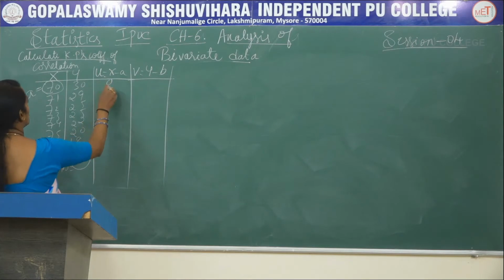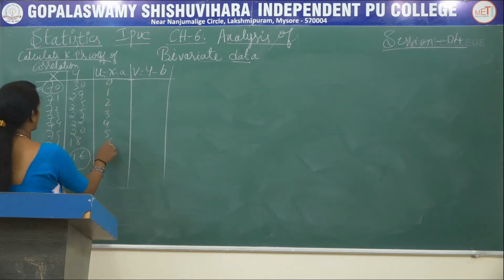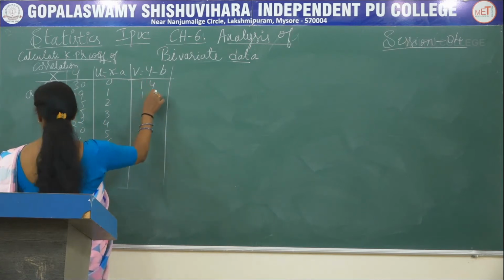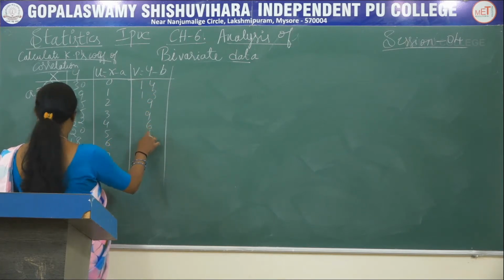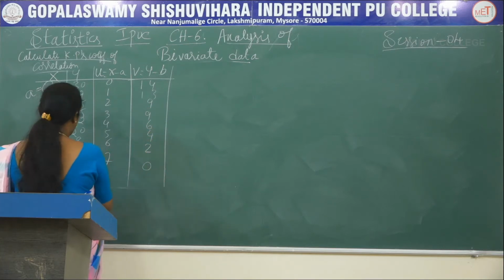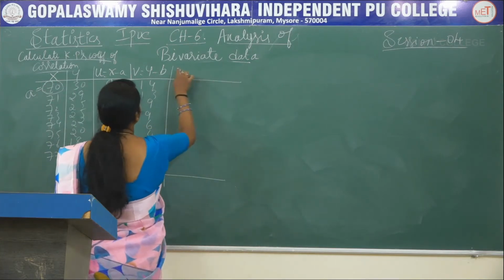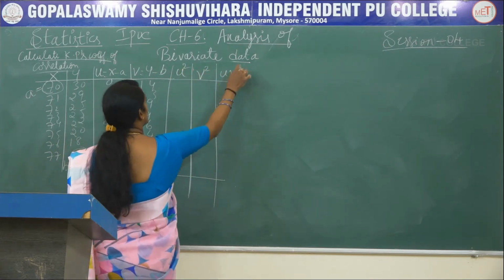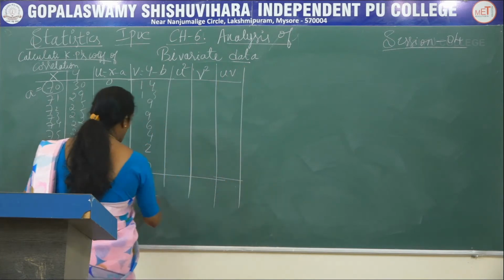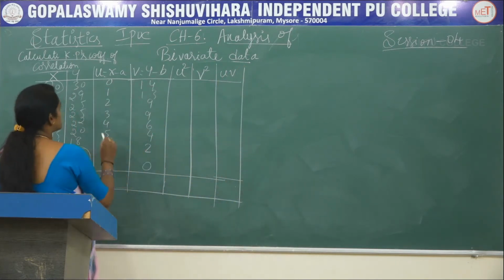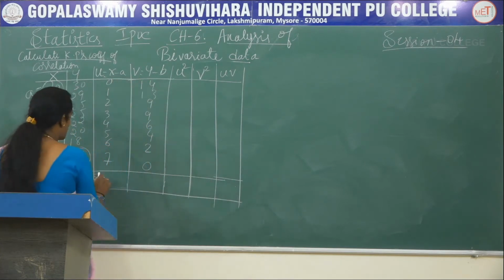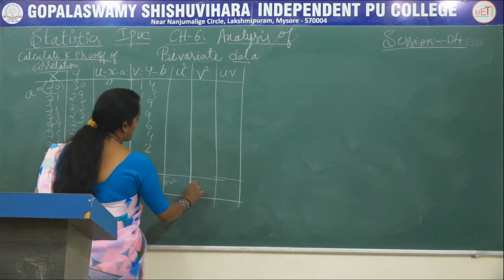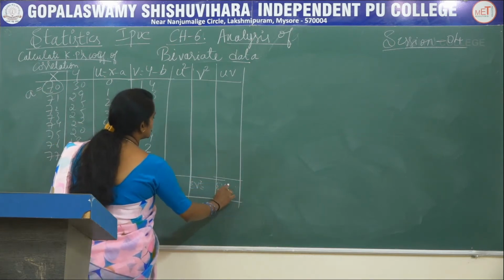So here this is 0, 1, 2, 3, 4, 5, 6, 7, and for V it is 14, 13, 9, 9, 6, 4, 2, 0. So the next steps will be the same. U square, V square, UV. And take the summations of these. Summation U, summation V, summation U square, summation V square, summation UV.